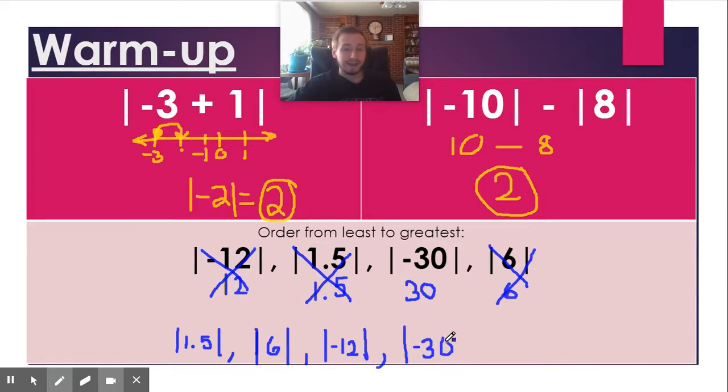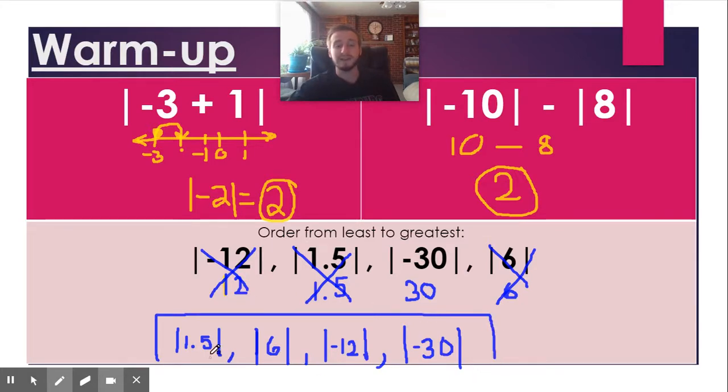Now, I know a lot of you had issues with the assignment last week because you were looking at just these top numbers and you were putting those in order from least to greatest. And that's not the case. What it's doing is it's asking you what is the absolute value of these numbers and then put them in order from least to greatest. Whenever you see absolute value bars, you have to take the absolute value of that integer or that number. Okay? So the correct answer here would be absolute value of 1.5, and absolute value of 6, absolute value of negative 12, absolute value of negative 30. And that's your answer. All right, so let's hop into today's lesson.